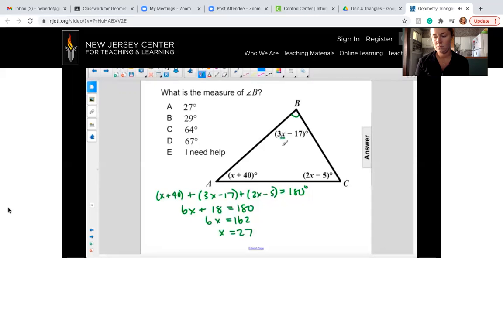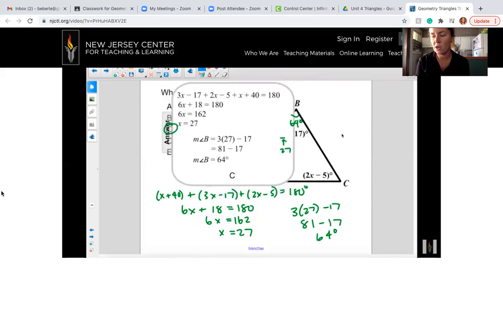The next step is to plug 27 in here and we get 3 times 27 minus 17. This is 81 minus 17 and that is 64 degrees. So this angle here is 64 degrees. The answer is C.